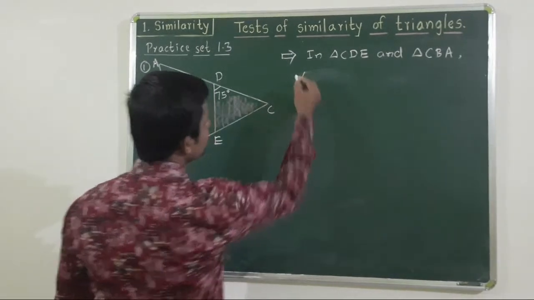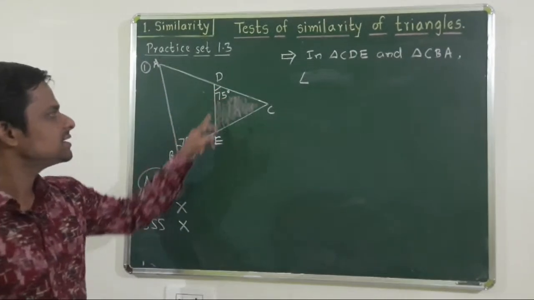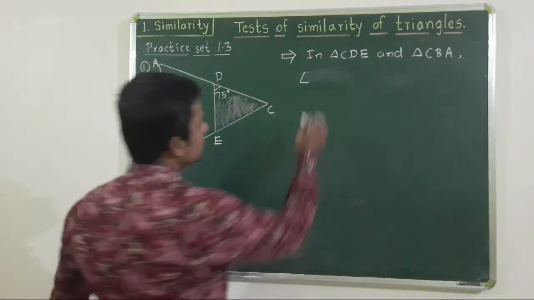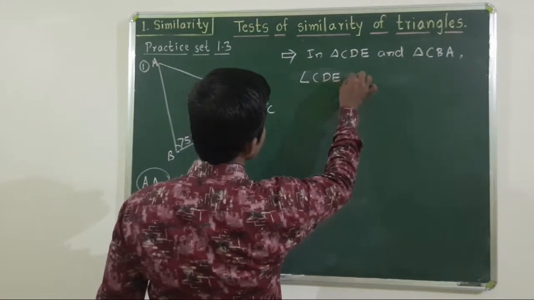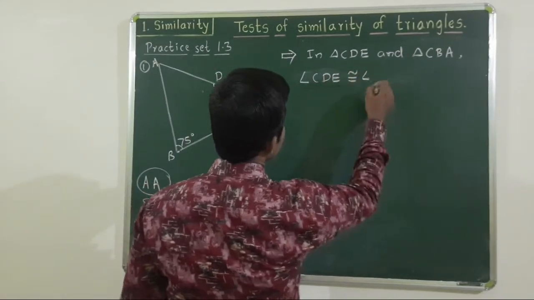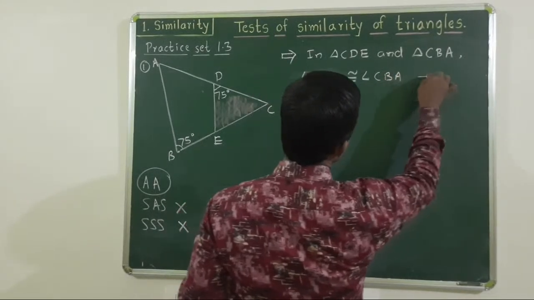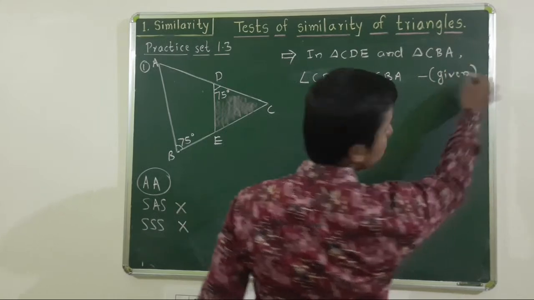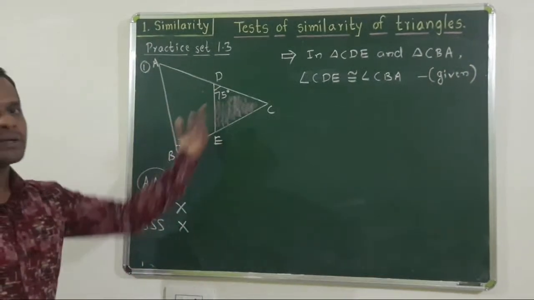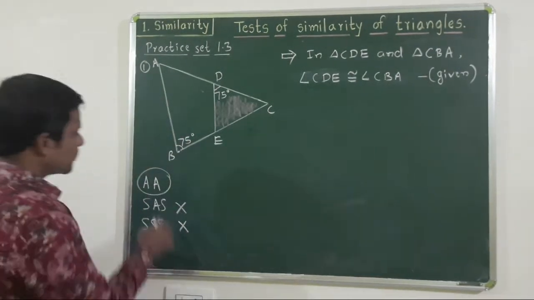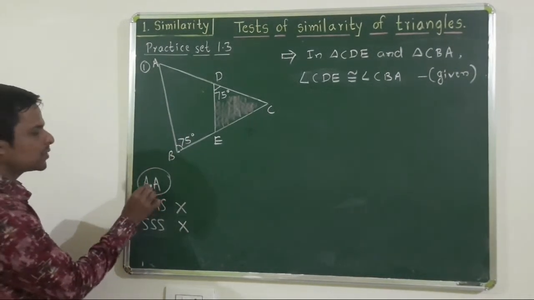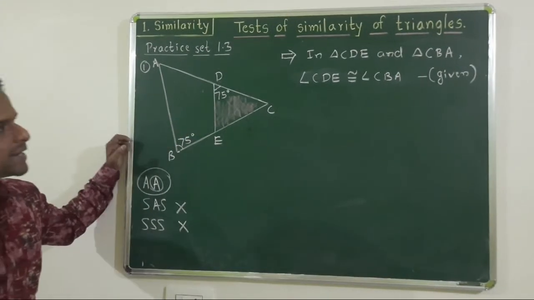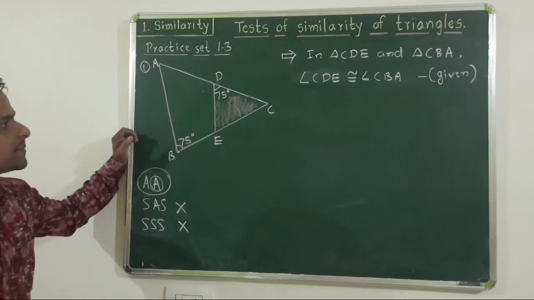One pair is already given, that is angle CDE, which is 75 degrees, and angle CBA is 75 degrees. Therefore, angle CDE is congruent to angle CBA. Reason: each is 75, given. You can write given, which is given in that example. Now we want one more pair. We got the first A, we want one more A. Find one more A in these two triangles, which is not given but we can find.